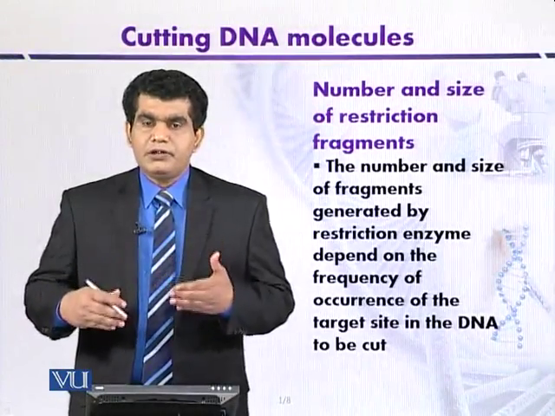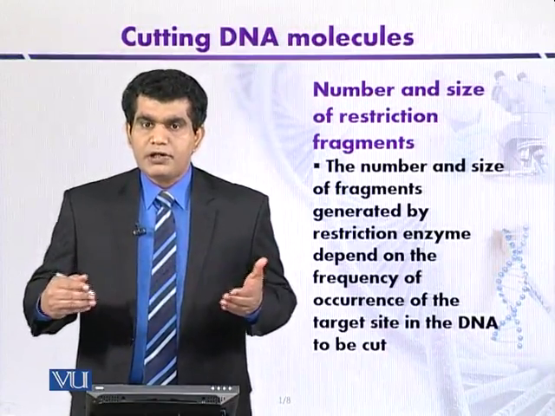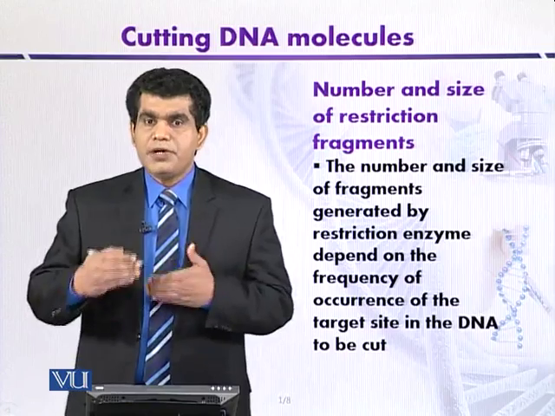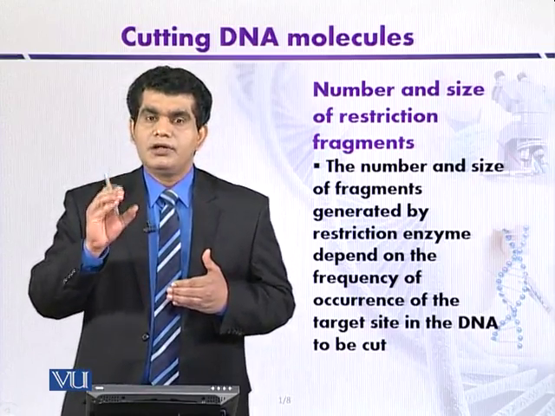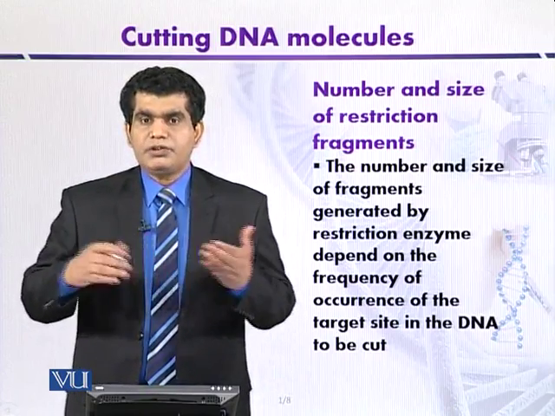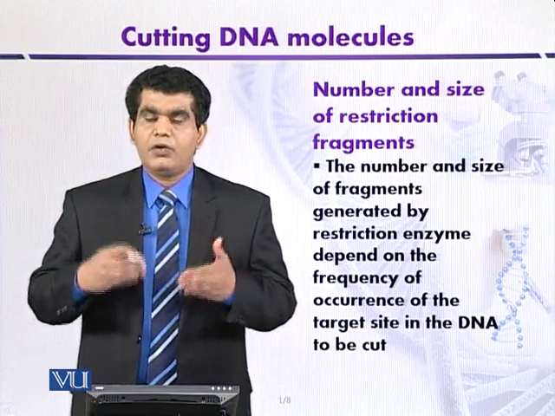Now what will be the length of different fragments that will be produced by restriction endonucleases? It will depend upon the frequency of occurrence of the particular target sequence. And of course it will also be determined by the GC content of an organism.